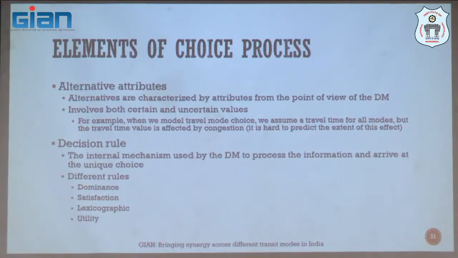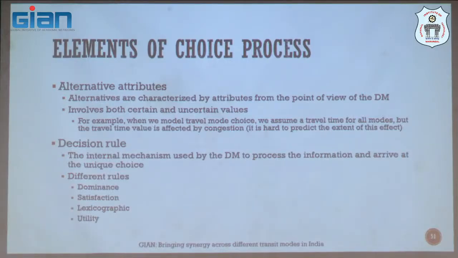It is possible you can use dominance to reduce the number of alternatives. If you have 8 alternatives, you can probably find 3 or 4 that dominate the other 4. So you can eliminate some alternatives, but you cannot get a unique answer using dominance. Okay. Then satisfaction is the next rule, where you choose alternatives that satisfy your requirement.